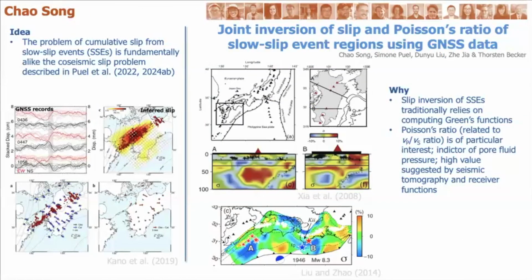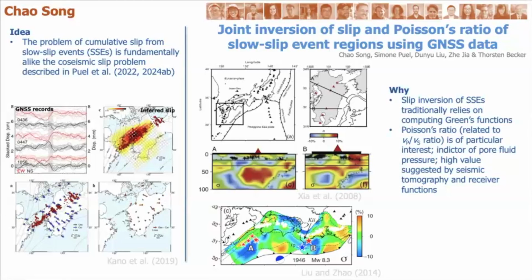using GNSS data. So the idea came from the fact that Thorsten has introduced his student Simone, who developed a numerical framework to invert the slip, coseismic slip, directly from the PDEs instead of calculating Green's functions, and simultaneously you can also invert the elastic structure, like 3D compliance.